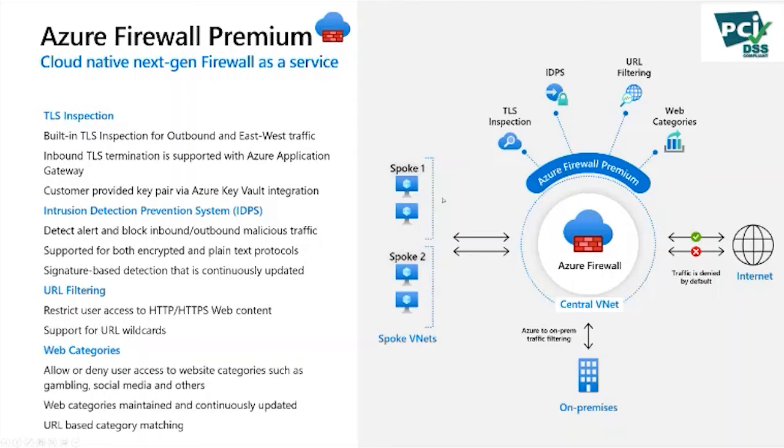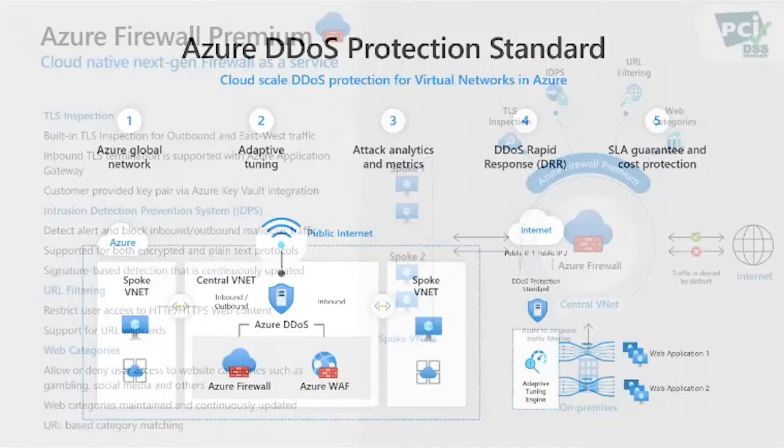So it has all that, including IDPS, signatures, web categories, URL filtering. Again, it's pretty much like any other next-gen firewall, except it's just like the standard version. It's a cloud-native one, fully highly available, not as much for you to manage, and you can manage the policies, etc., centrally from Defender for Cloud at no additional cost.